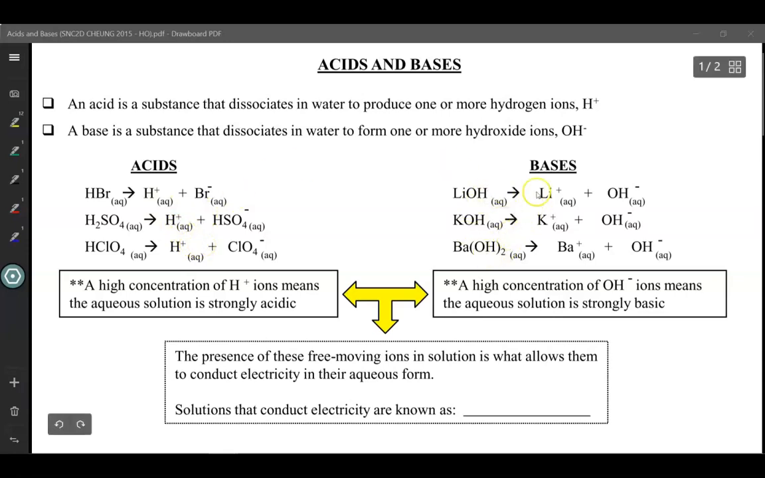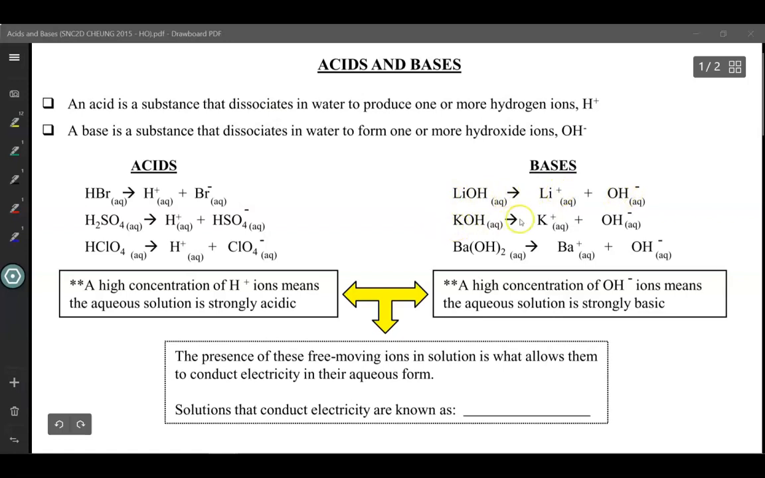Over on the right-hand side, we have a list of bases. You'll notice that every single one of them has a hydroxide ion in their chemical formula. So during the process of dissociation, when they dissolve in water, making an aqueous solution, they will release a lithium ion, but also the hydroxide ion.